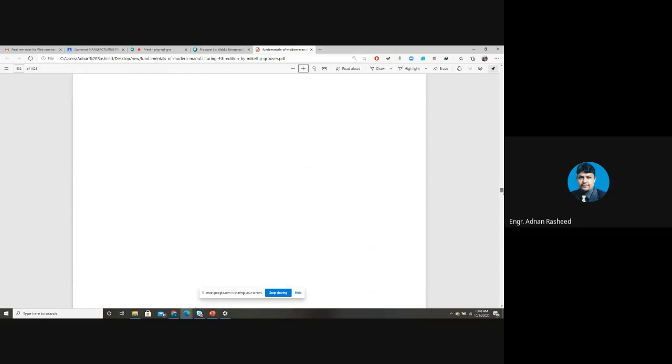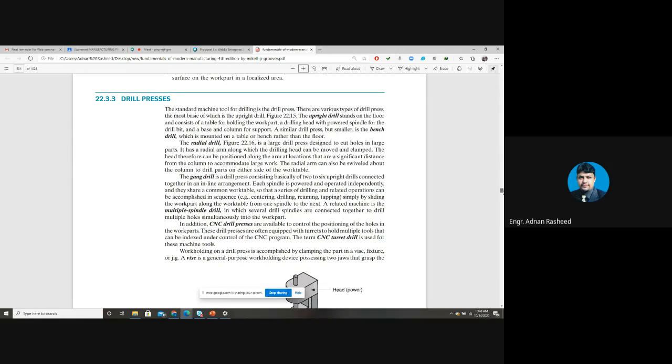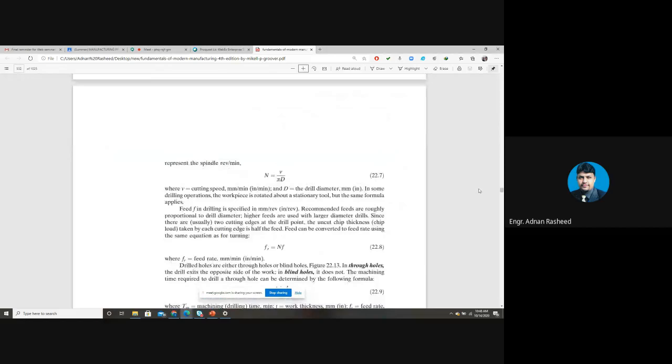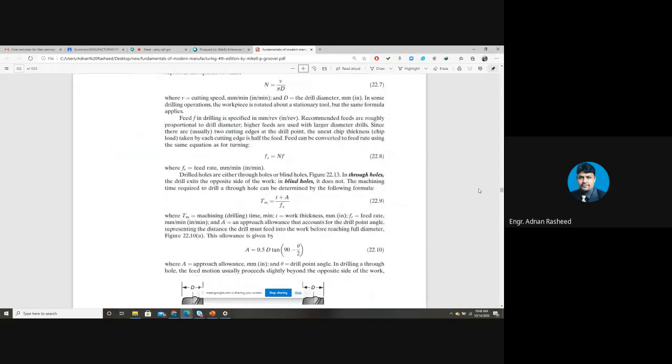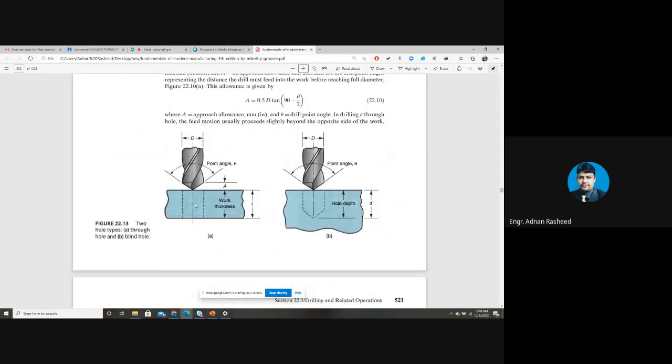Now here let me discuss two other things. We have different types of holes. The first one is the through hole. A through hole means the hole goes across the whole body of the workpiece, and a blind hole is a hole that goes only to a certain depth d. So this is the through hole and this is the blind hole. You can calculate time for both the through hole as well as the blind hole.